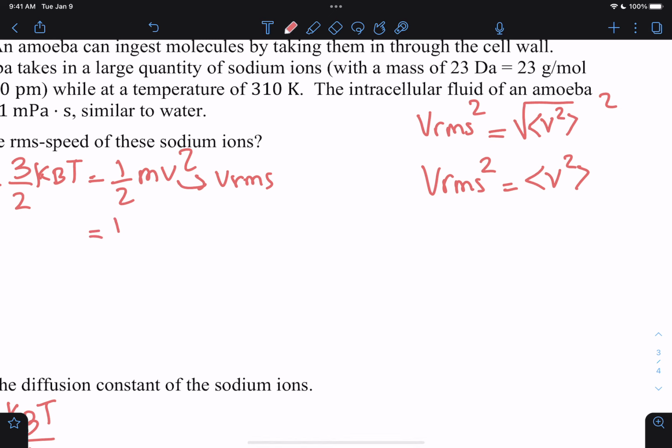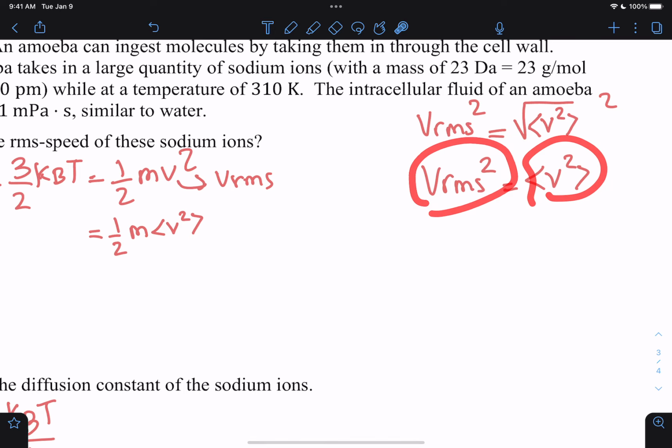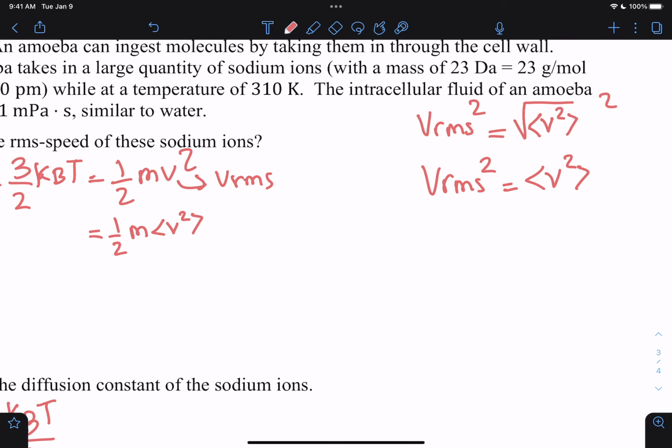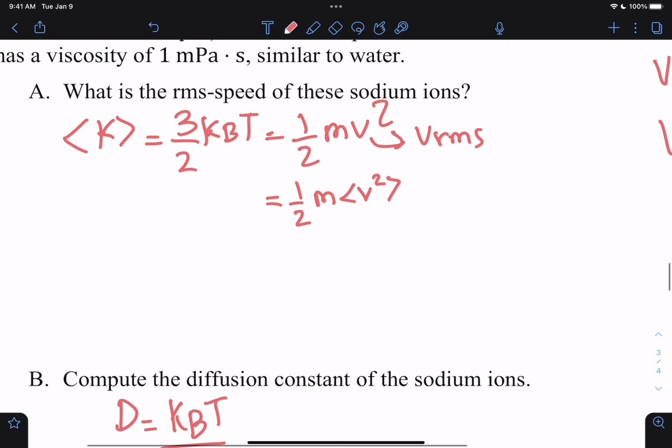What you'll see is it being labeled as half mv squared like this. You'll see it like that. And so then you know that this is equal to the VRMS squared, right? So now we're just trying to figure out what the RMS speed is. If we know that this is the VRMS squared, then we can just solve for the VRMS.